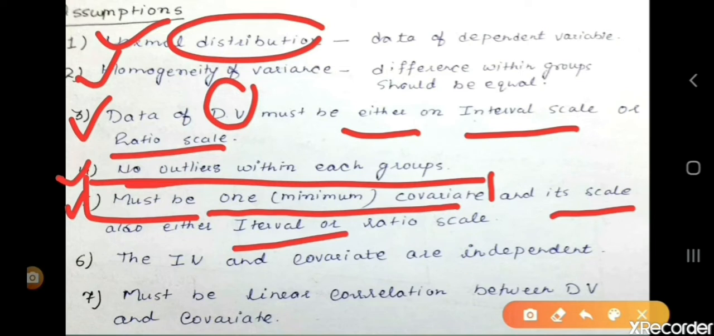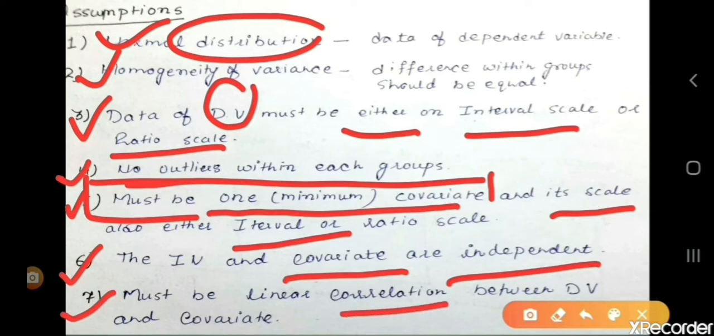The next assumption is that the independent variable and the covariate are not dependent on each other; they are independent. The last assumption is that there must be a linear correlation between the dependent variable and the covariate. Remember these two assumptions: the independent variable and covariate are independent, while the dependent variable and covariate are linearly correlated. So these are the assumptions.